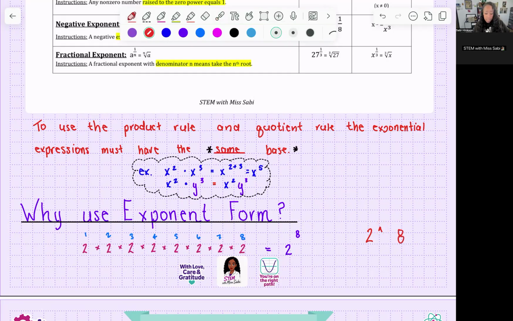Some other calculators, like mine, have a button that looks like this, and there is a little square to tell you that you can put whatever power you want. So I would write, let's say 2, and then I would press that button, and then I would put 8.